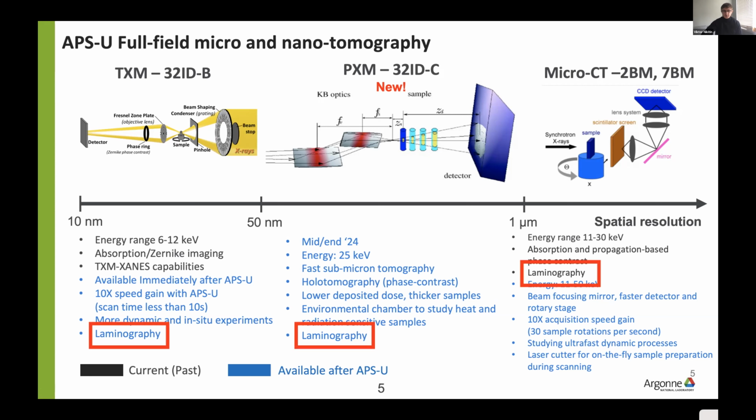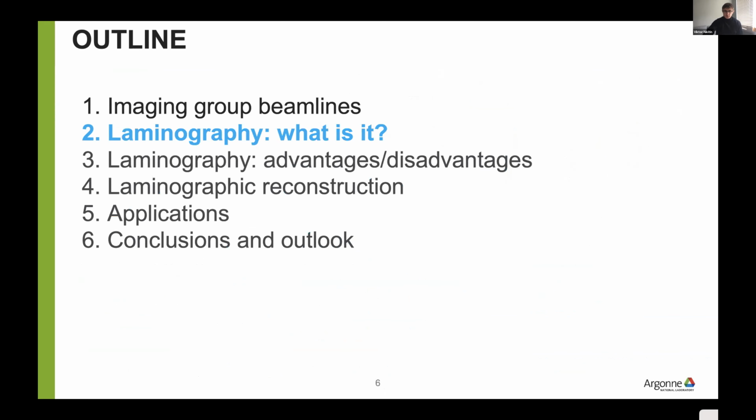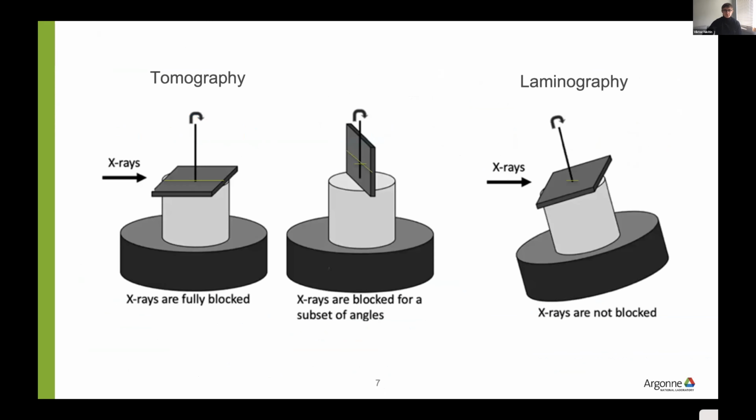And as you see here, there is this laminography technique in each of these beamlines. So it is in black color for micro CT because you already implemented it. And we also plan to implement this technique in transmission X-ray microscope and with this new projection X-ray microscope. So, and what is this laminography? Yeah? So this is like a simple figure demonstrating what is laminography.